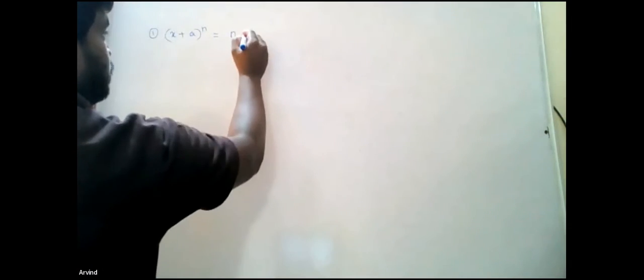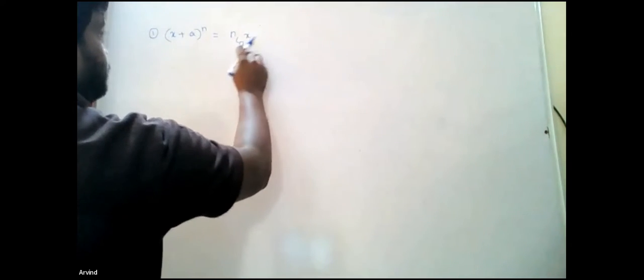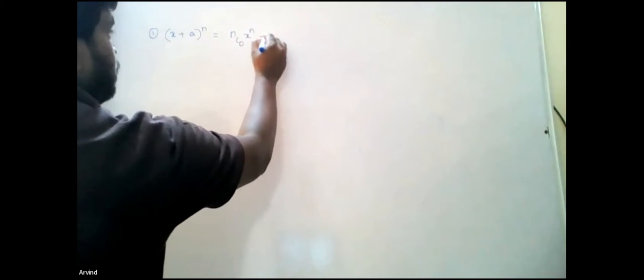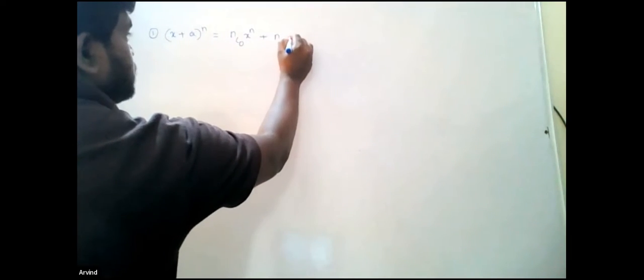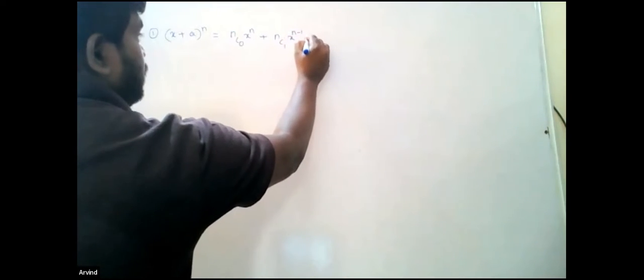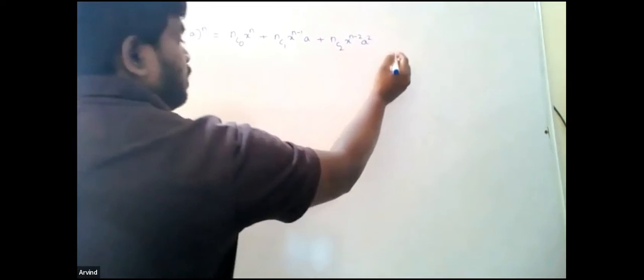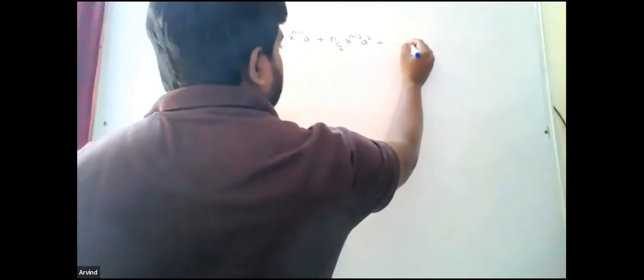nC0 x to the power n plus nC1 x to the power n minus 1 into a plus nC2 x to the power n minus 2 into a to the power 2 plus so on, nCn a to the power n. This is the binomial expansion of x plus a whole to the power n.